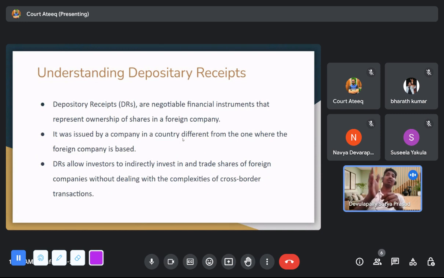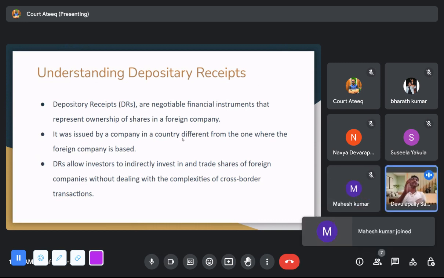In this definition, there are two words called negotiable instruments. Negotiable instruments means instruments which can be traded, bought and sold in the market. And these shares do not belong to this country itself. Let's say Infosys is issuing its shares in a US stock exchange, and without going through the IPO process, they are issuing their shares in a foreign country.